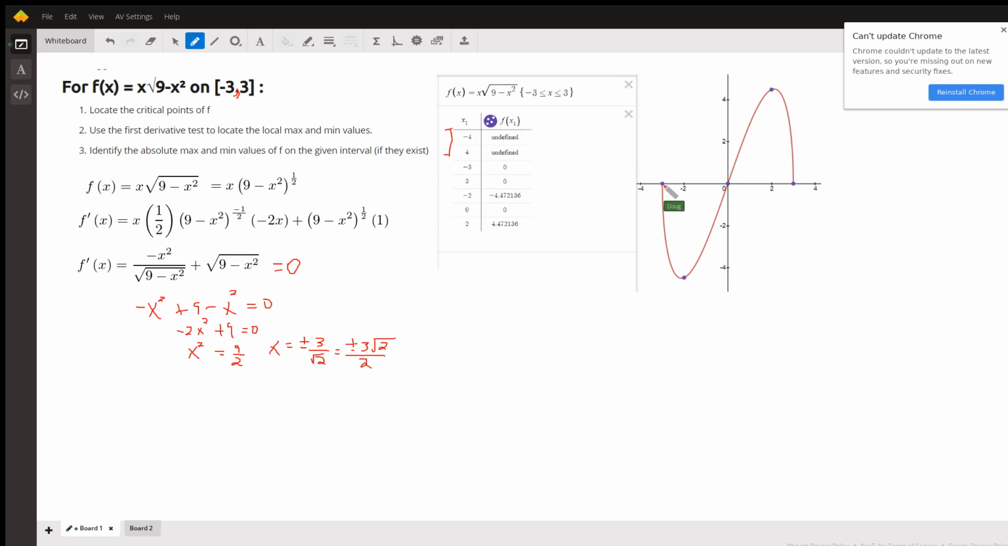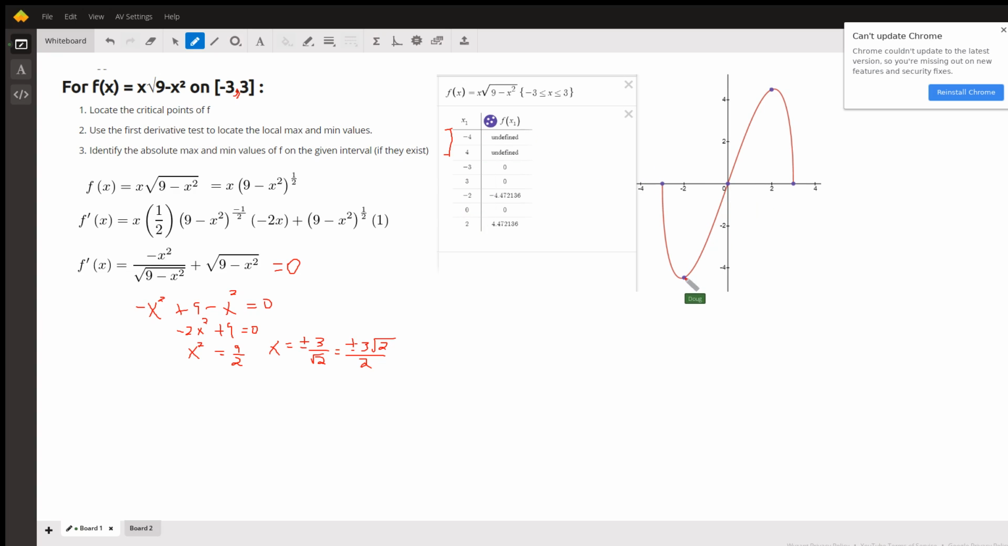At the endpoints of the interval, the value of the function is 0, because if we put 3 or -3 in here, the number in the radical will be 0, and the square root of 0 is 0. And likewise, if I put 0 in for x, I get a 0.